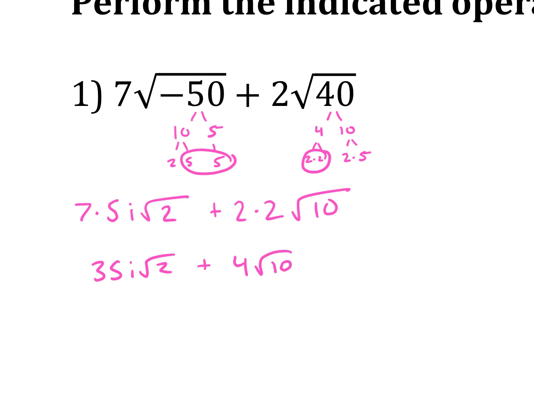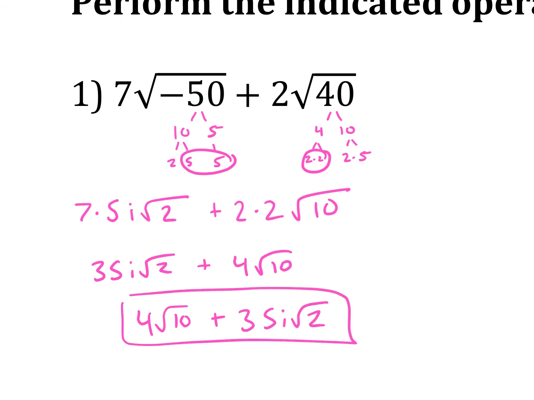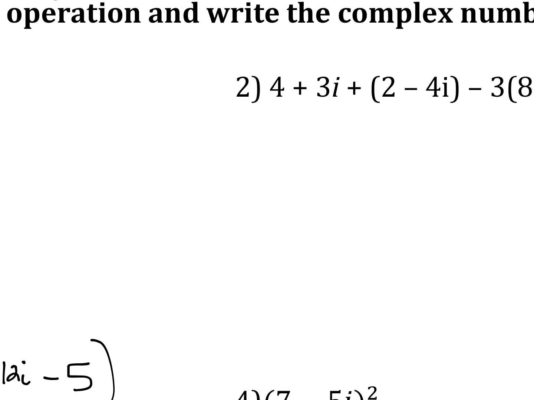Can I combine these together? No, because the radicals aren't the same, so I can't. And also one of them has an i, so I couldn't even combine them. Is this in standard form? No. I need to write the 4 square root 10 first, and then the term with the i. So if you put the i first, it'll be wrong. All right, number 2.